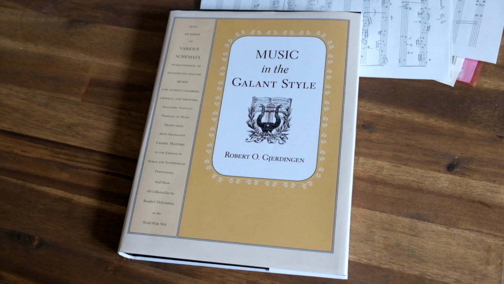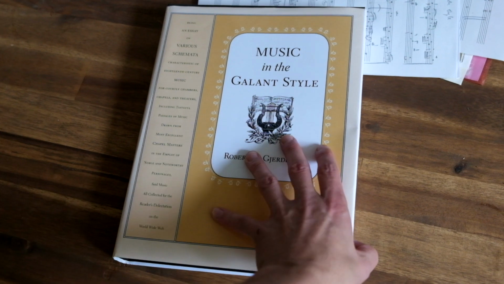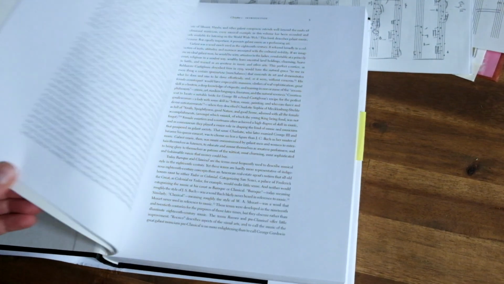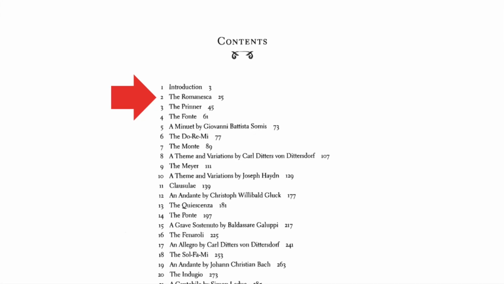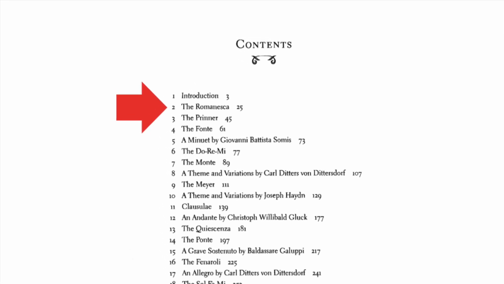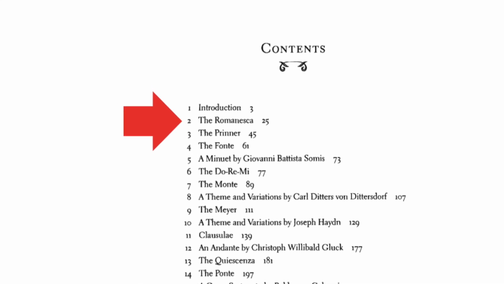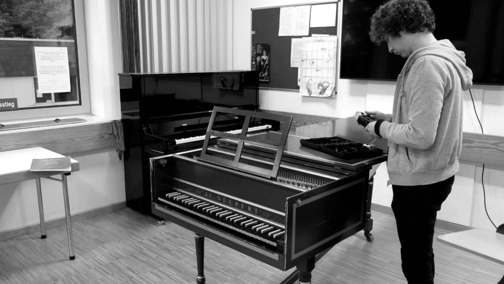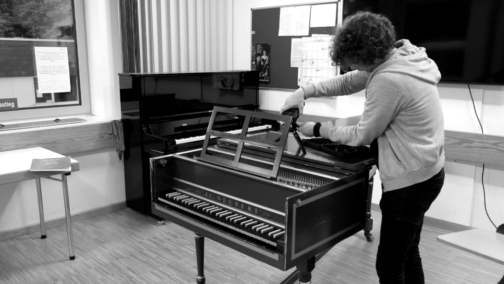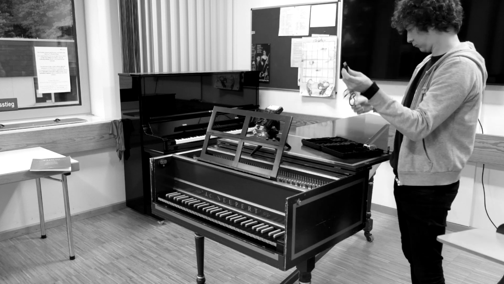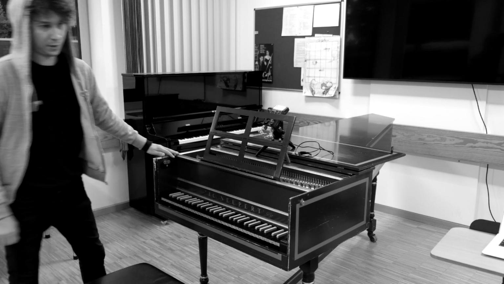What the f? The other reason for the Romanesca's prominence is with high probability its exposed spot within Bob Gjerdingen's Music in the Gallant Style, where it appears as very first schematic example right after the introduction. Besides that, the Romanesca schema, in comparison to others, is of limited complexity and doesn't imply as many intricacies as others, so it's absolutely attainable for beginners.